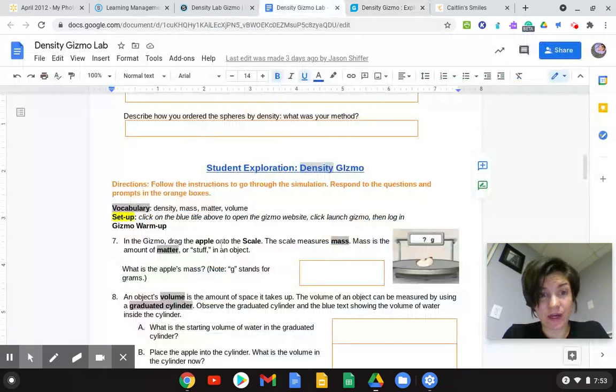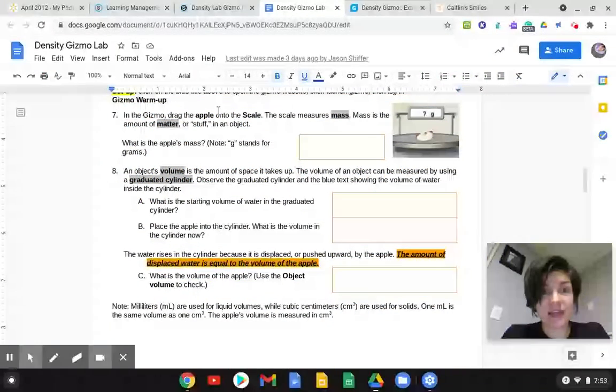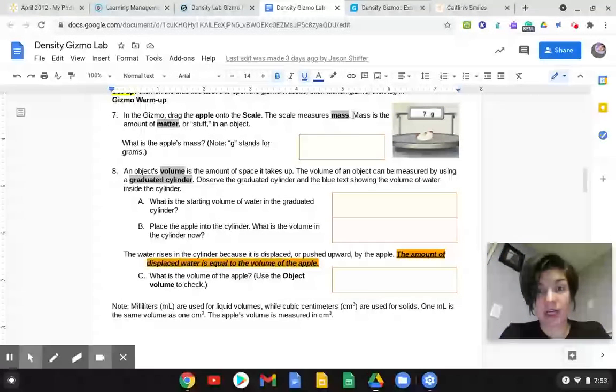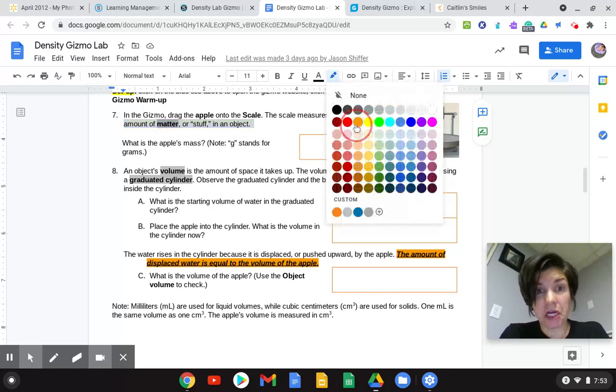Okay, so here we go. In the Gizmo, drag the apple onto the scale. The scale measures the mass. So there's an image of it. All right. Mass is the amount of matter or stuff in an object. Okay. I'm actually going to highlight that in orange because that's pretty much a definition. Kind of a big deal.